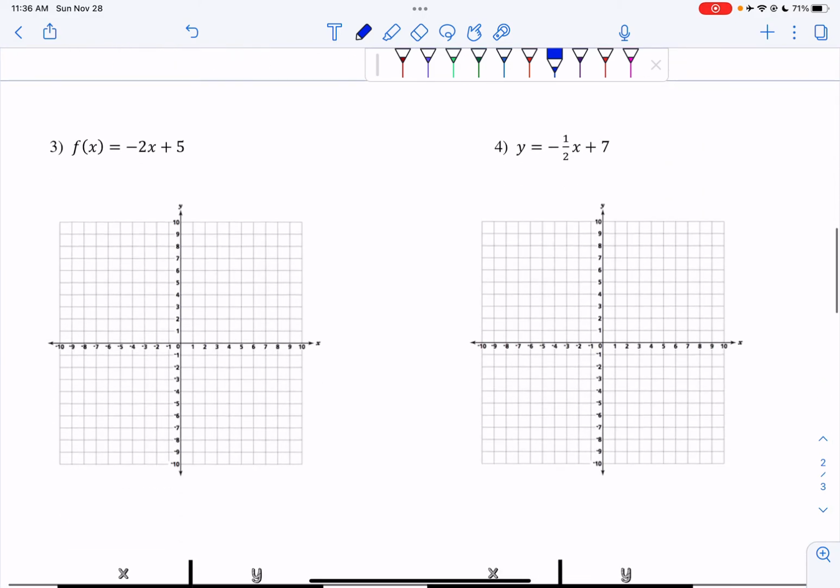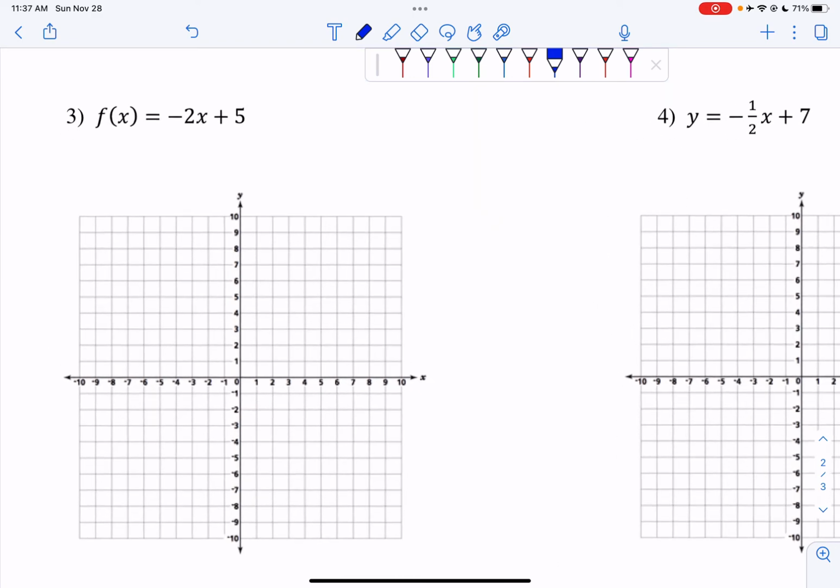Now let's go on to our next page. Number 3. f of x equals negative 2x plus 5. Remember, whenever you see f of x, that's just a fancy way of saying y equals. So I'm really just graphing y equals negative 2x plus 5. If I look, my slope is negative 2 over 1, and my y-intercept is 5. So I'm going to go to my y-axis and plot the point 5 first.